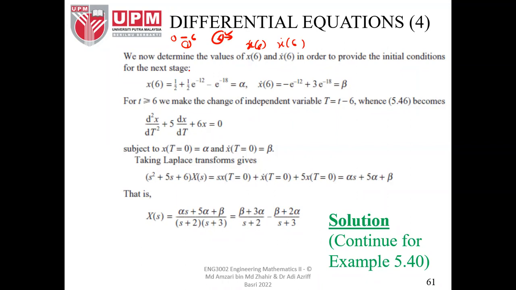So in this case, for x(6), you just change the t into 6. You will get 1 over 2 plus 1 over 2 exponent negative 12 minus exponent negative 18. We can put this one as alpha. And x dot (6) is negative exponent negative 12 over 2 plus 3 exponent negative 18. So we call it beta.